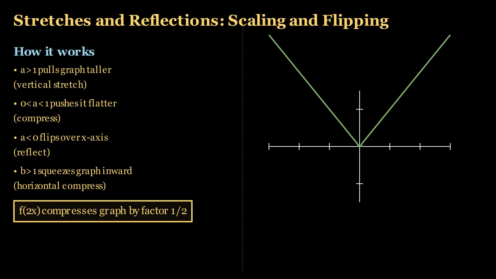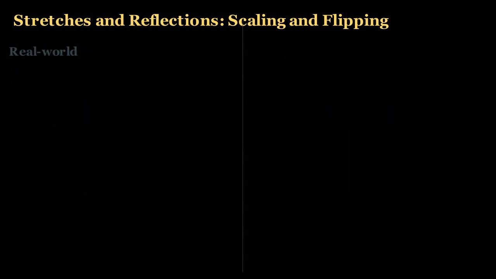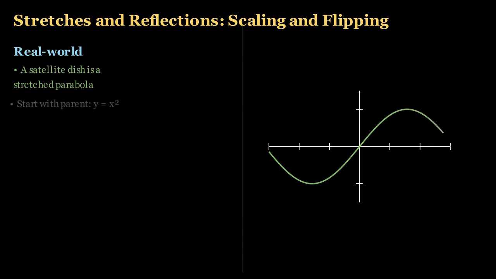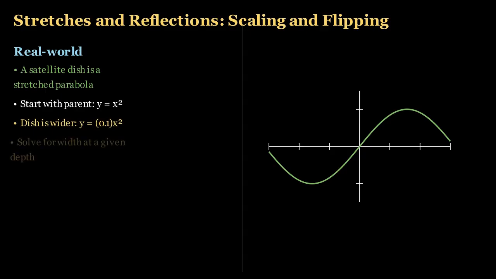Now, the dish is 2 meters deep, so we set y equal to 2. We have 2 equals 0.01x squared. Dividing both sides by 0.01 gives us x squared equals 200. Taking the square root, x is about 14.14 meters. That's the distance from the center to one edge. The total width is twice that, about 28.28 meters. We just used a horizontal stretch to design a real satellite dish.